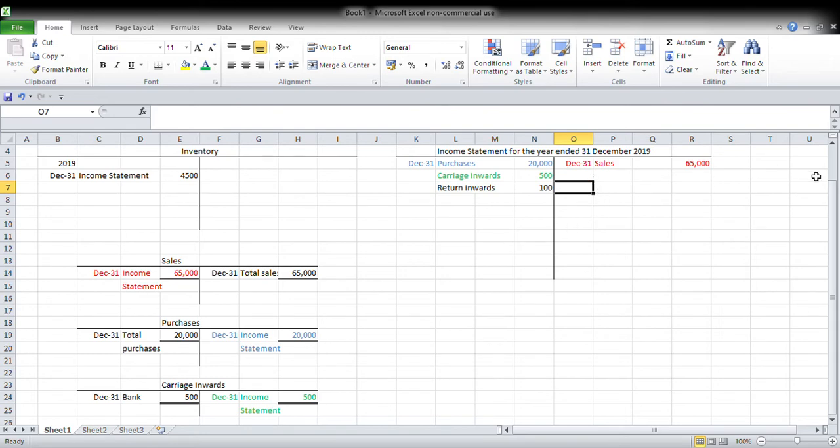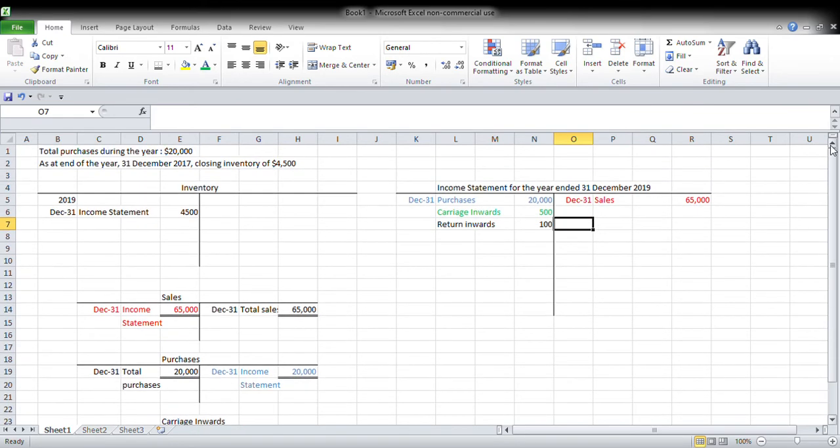Then, like I told you just now, the company did a stock take and found that it has a closing inventory of 4,005. So what would be the double entry? You would create an inventory account, debit the inventory account because it's an asset, then credit your income statement. I will name this as closing inventory, so it's very clear.